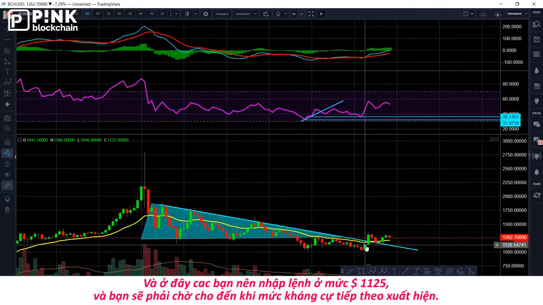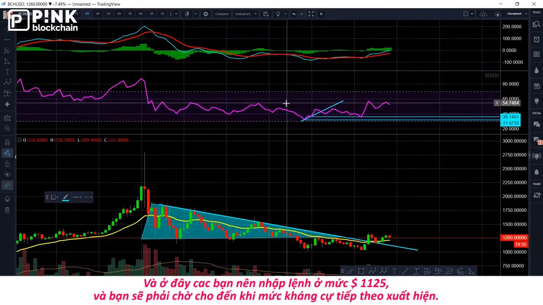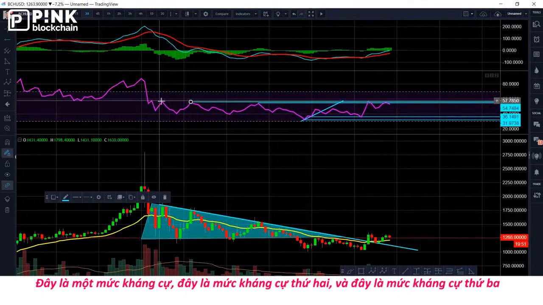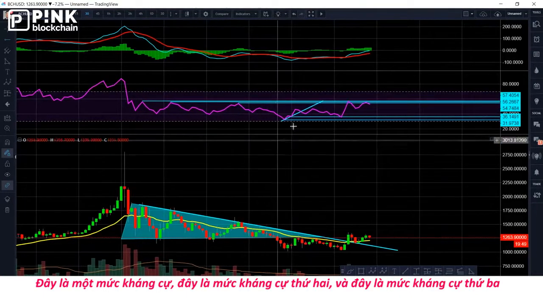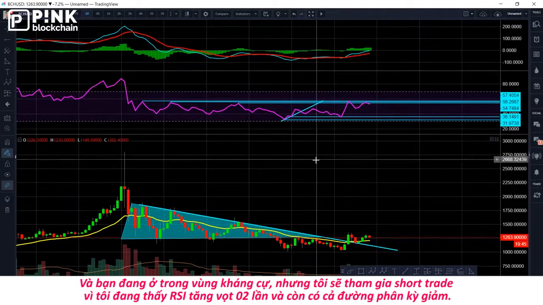So right here, you would have gone in at 1125 and you would have ridden it until where? Until the next resistance, roughly. Here's one resistance. Here's a second resistance. Here's basically a third resistance, right? So you're getting a resistance zone. So here, guys, I'd short the guy.